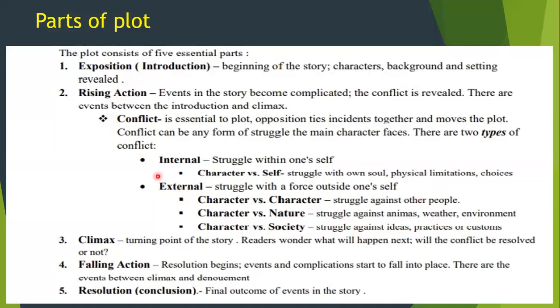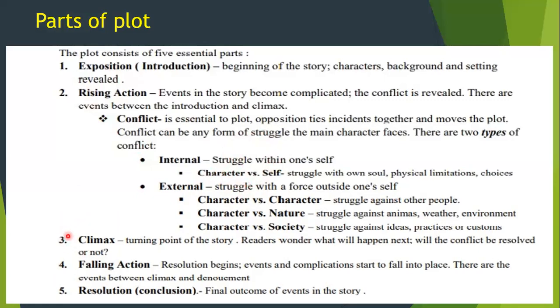هذا هي قلنا أجزاء الحبكة. The first type exposition، المقدمة. The second type rising action، تصاعد الأحداث. واللي تصاعد الأحداث هناك أحداث بين الرايزنج أكشن وبين الكلايمكس اللي تتوضح بيها الكونفليكت، ويعرفنا شنو الكونفليكت وأنواعها.